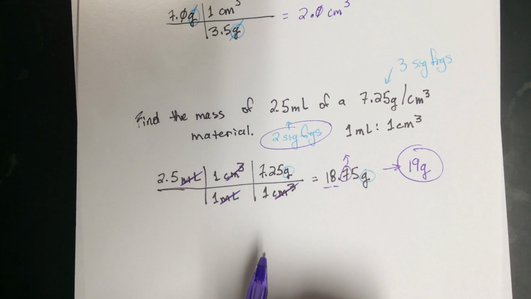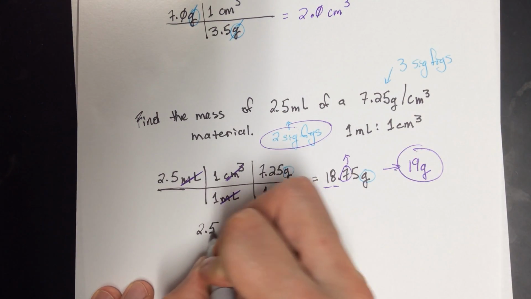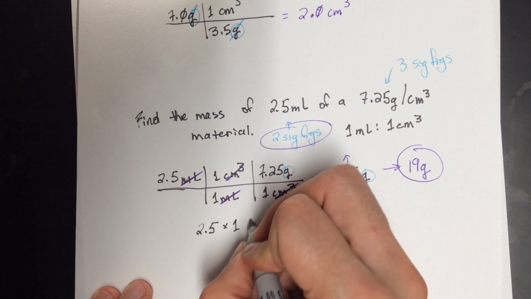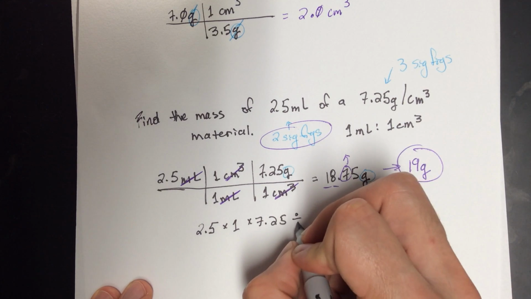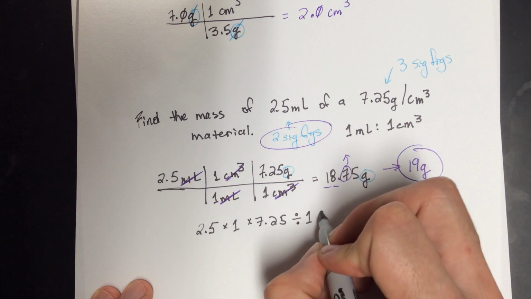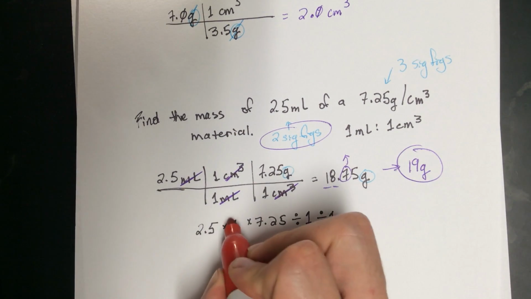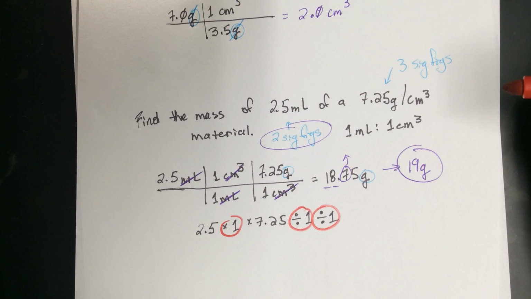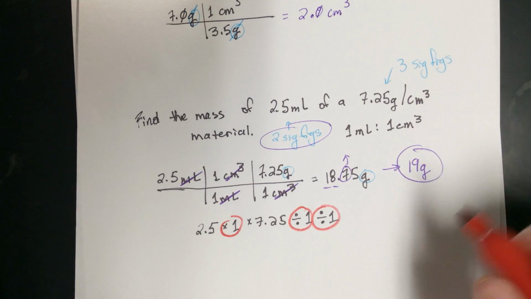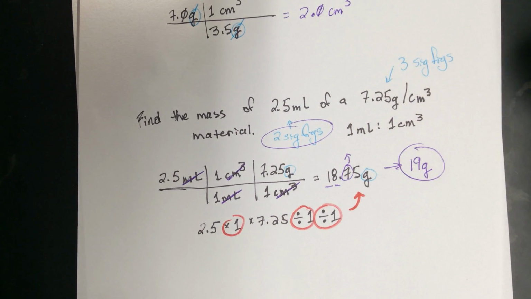When you go to enter into your calculator a situation like this, I would type in 2.5 times 1 times 7.25, multiplying across the top, and then I would divide by all of the numbers in the bottom. In this case, they're both 1s. Now, those of us who are more comfortable with math will recognize that times 1 divided by 1 divided by 1 are not going to change the value of our number, and so might not be necessary. Either way, when you type them in, you're going to get 18.75 out of your calculator, and then you need to round it to the appropriate number of significant figures.